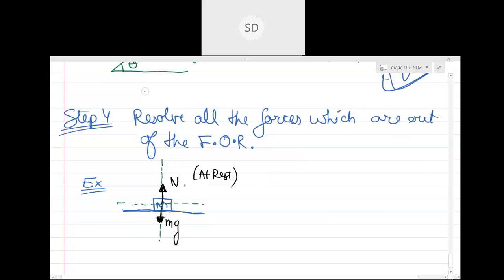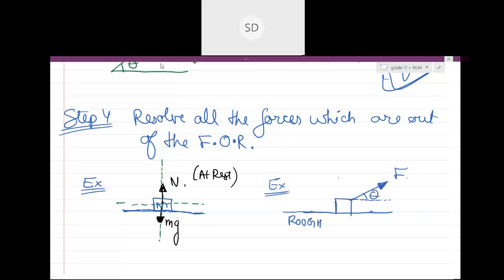I'll draw it again. Suppose there is this block which is placed on a ground, but it is rough. Whenever it is a rough horizontal plane, that implies friction will come into play. Whenever it was smooth, no friction was there. Now tell me this: suppose I am applying a force F at an angle theta with the horizontal.